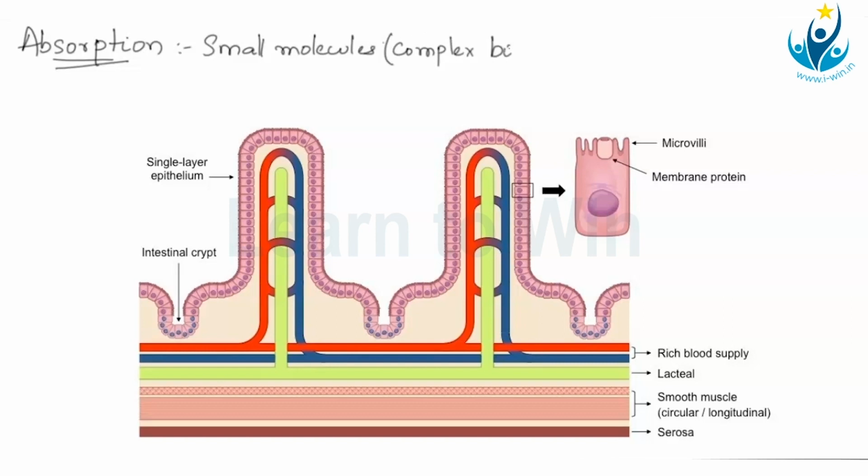Huge, big, complex biomolecules like proteins and carbohydrates are all converted into their simpler forms like amino acids. They are converted into simpler forms like monoglycerides and fatty acids, right? So these small biomolecules have to go through the absorptive epithelial cells of the intestine.